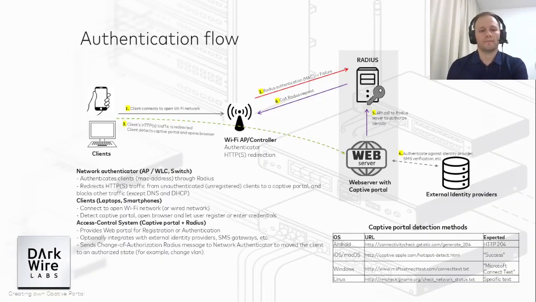So, how do clients understand that they're redirected to a captive portal? Well, this functionality is built into operating systems. If you look at the table on the bottom right, you'll see what URLs are used by each operating system, like Android, iOS or macOS, Windows, and Linux. So the idea is common: all operating systems try to connect to a specific URL and they are expecting a specific response. And if the response is different, it means there is a captive portal.